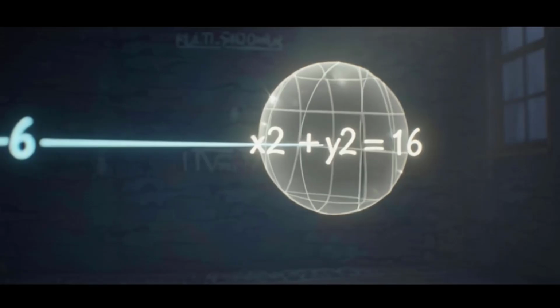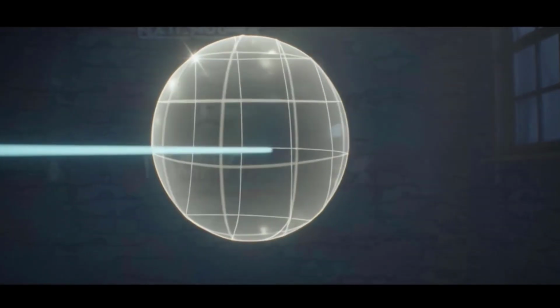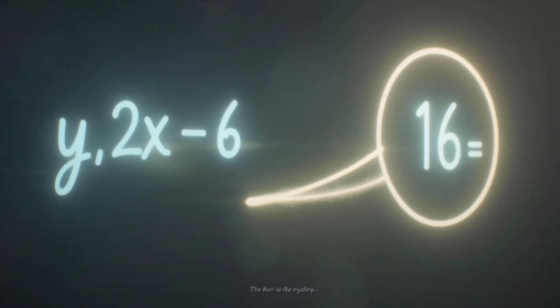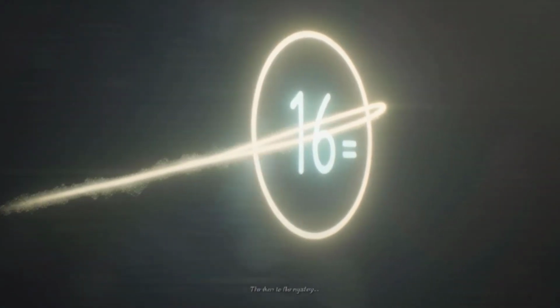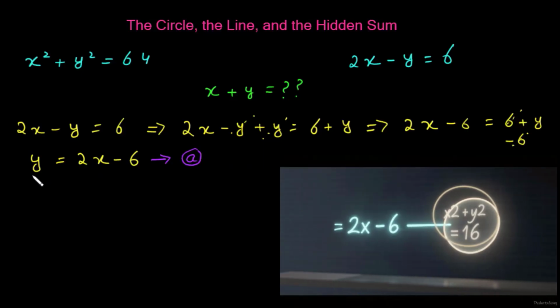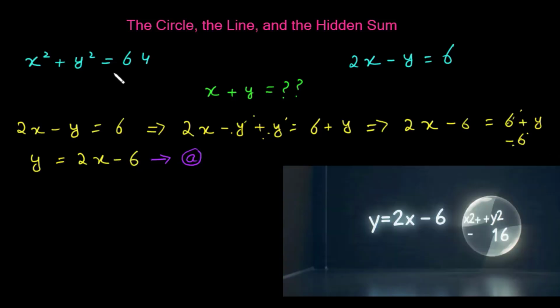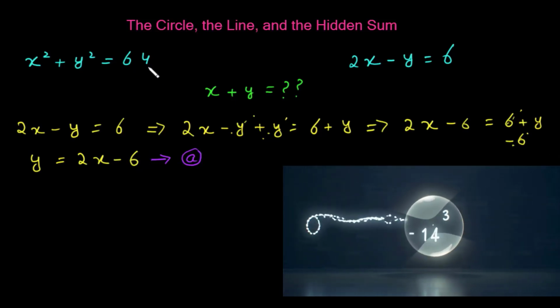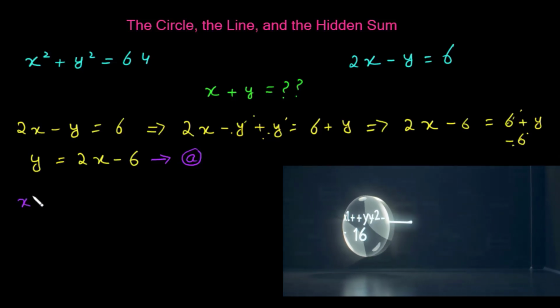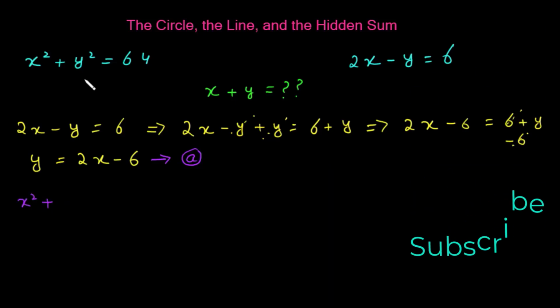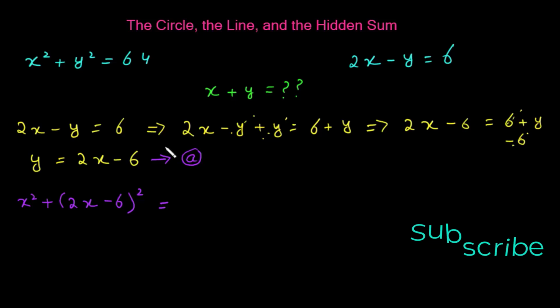Now let's take this voice of the line and let it speak inside the circle. So I am going to substitute this y is equal to 2x minus 6 into this circle equation. So this equation will become x squared plus, for y I will substitute this value, 2x minus 6 squared is equal to 64.